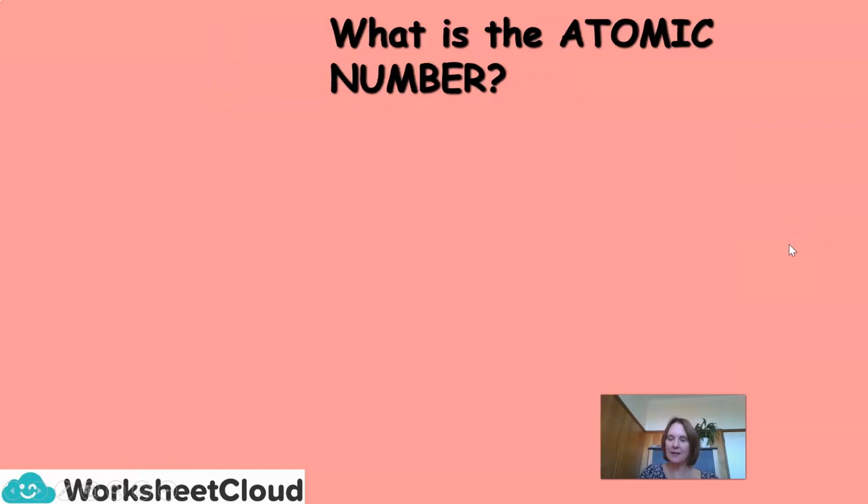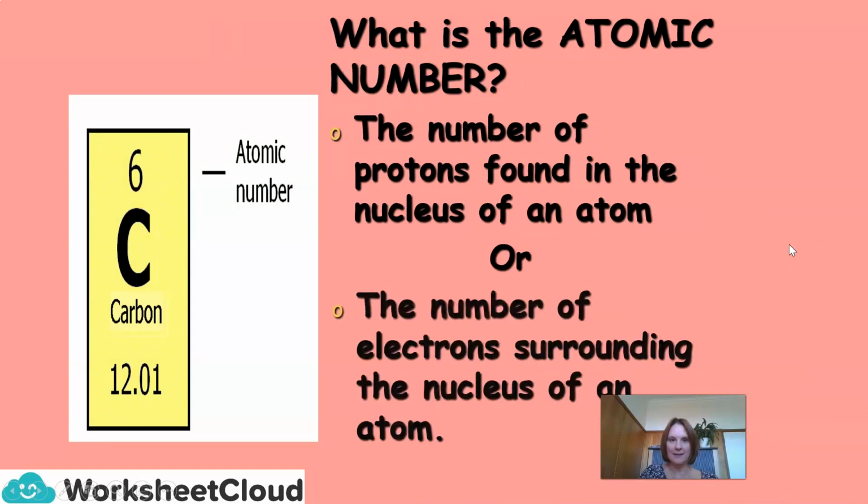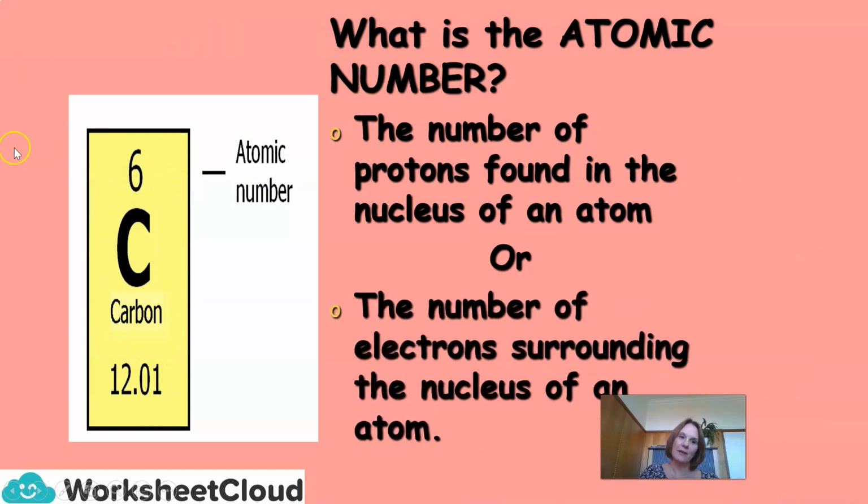So what is the atomic number? Right. So here we have the element carbon, and the atomic number is the number of protons found in the nucleus of an atom. Okay, so it tells you how many protons it has, or it can also tell you how many electrons it has surrounding the nucleus of an atom. So if it tells you it has 6 protons, you know that it also has 6 electrons.